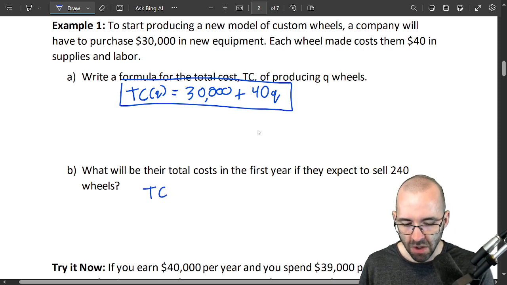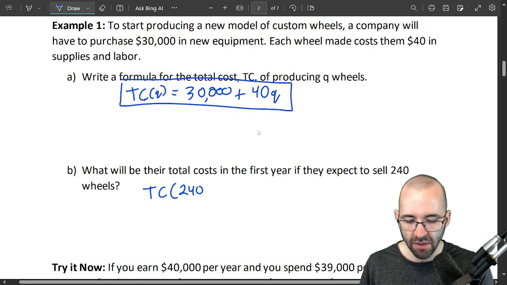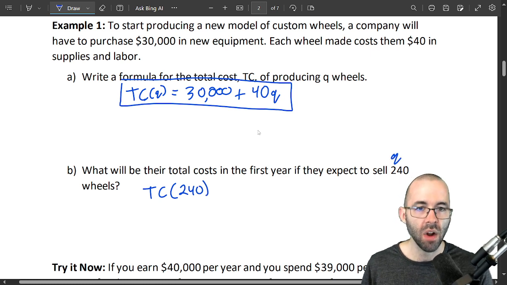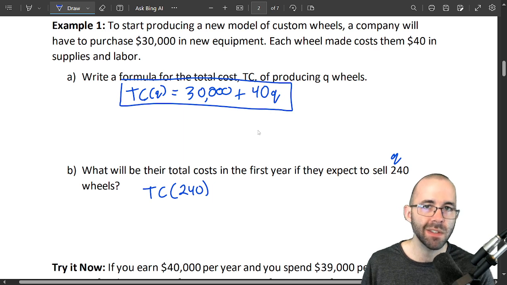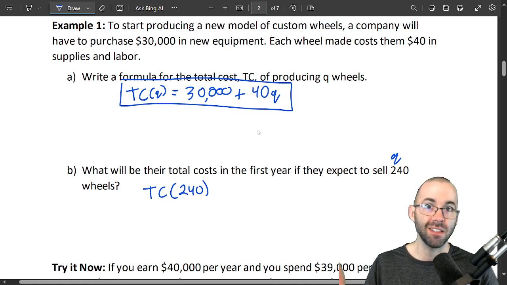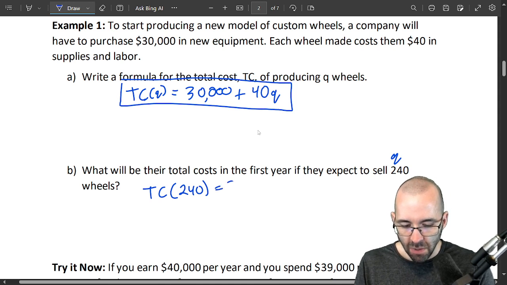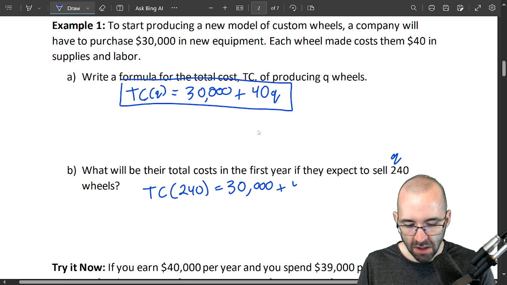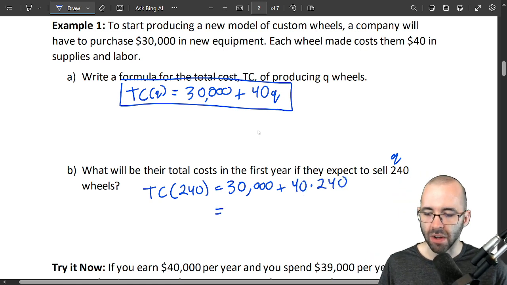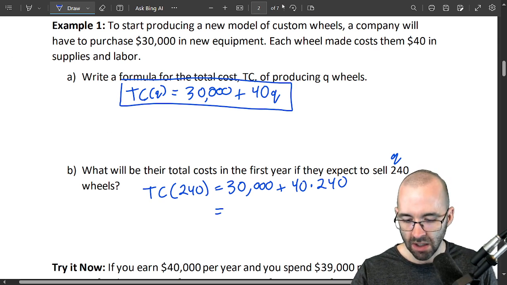We're going to say, well, the total cost of 250, right? Q is the quantity of wheels we're creating, which we're going to assume is the same as the number we're selling. But again, that's just an assumption. The total cost for 250 wheels, well, it's going to have to be that $30,000 plus 40 times Q, which is 240.